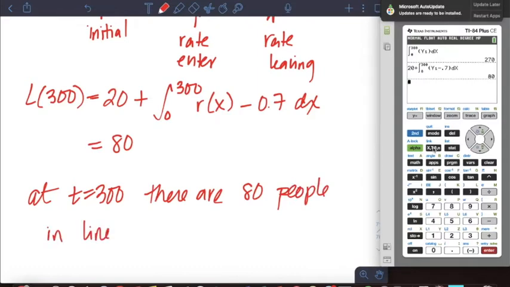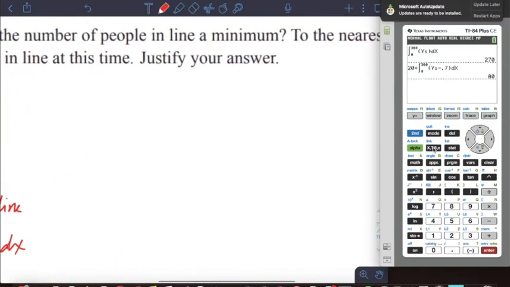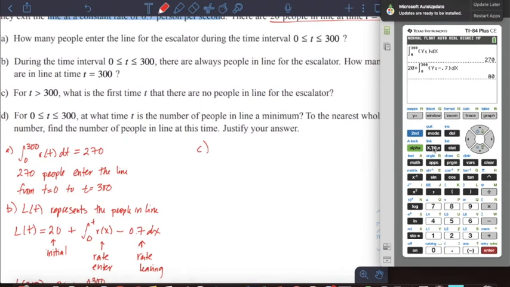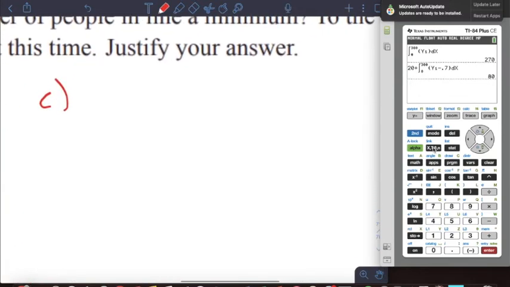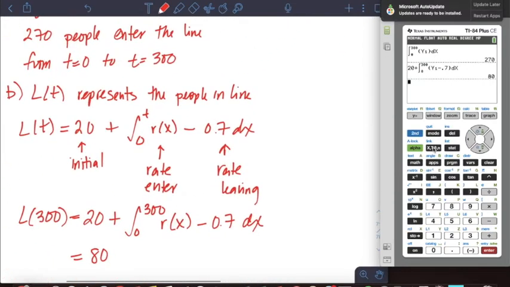Okay? All right. Now for part C. Part C says, for t greater than 300, what is the first time t that there are no people in line for the escalator? So I want to know when there are no people. And this is for t greater than 300. Okay? All right, so we can use the same equation we had here before, or something very similar to it.